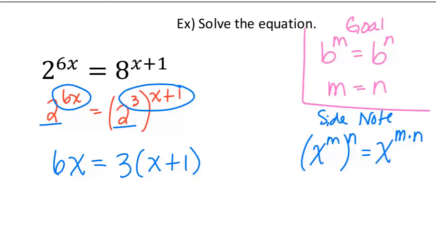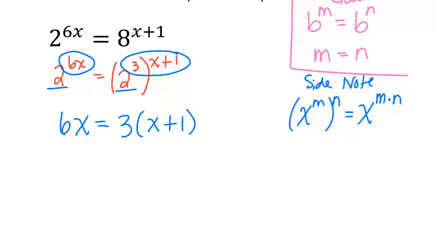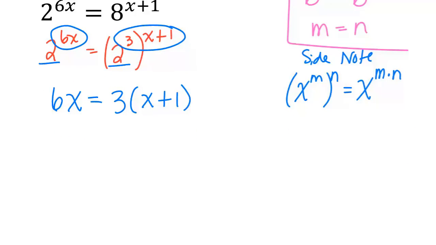And that's very important for you to do it that way because then you have to distribute the 3, okay? If you don't put it like this, then you're going to end up with just 3 times x and then a plus 1 on the outside. So make sure you put the parentheses to remind you to distribute, okay? So in this case, I need to take the 3 and then distribute. 3 times x is 3x and 3 times 1 is 3. So this is going to be 6x equals 3x plus 3.